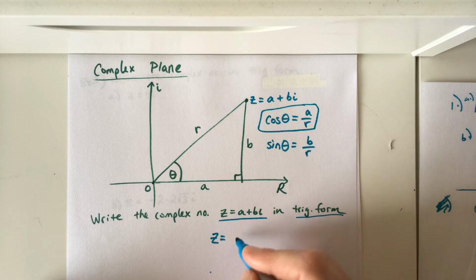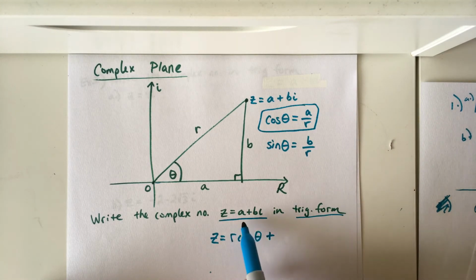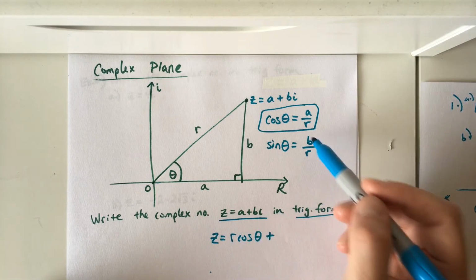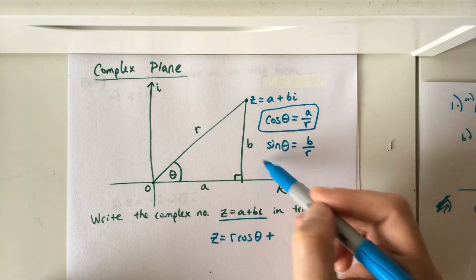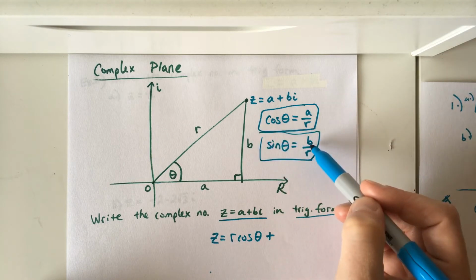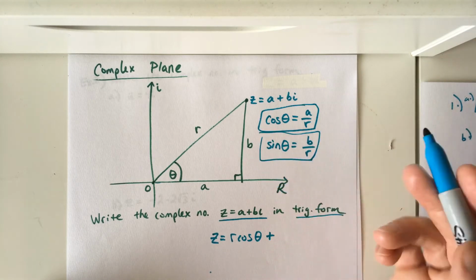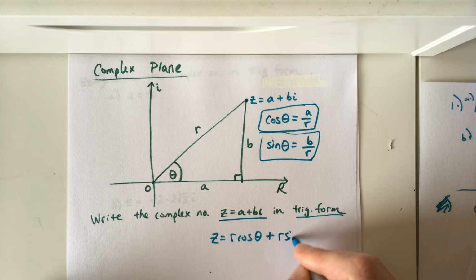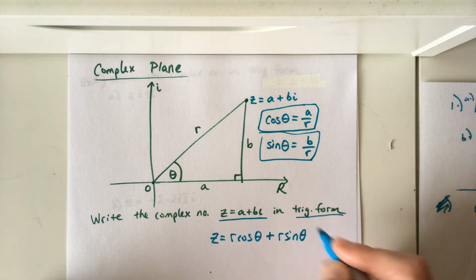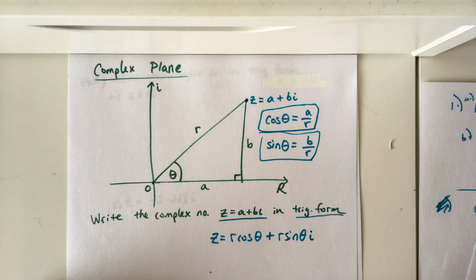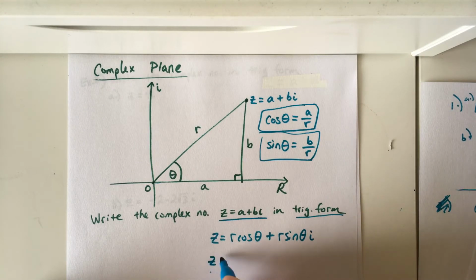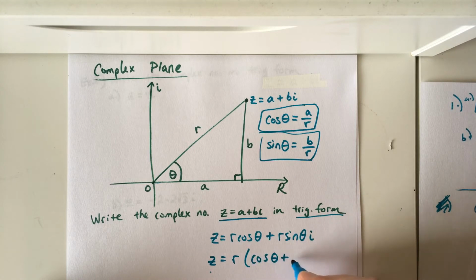So a is equal to r cosine theta, plus bi. Well, b, again, to write in trig form, we can solve this equation for b, and b would be equal to r sine theta. So b equals r sine theta, and we still have this i, this imaginary number part here. We can simplify this a little bit, and we can factor out an r. So r times cosine theta plus i sine theta.